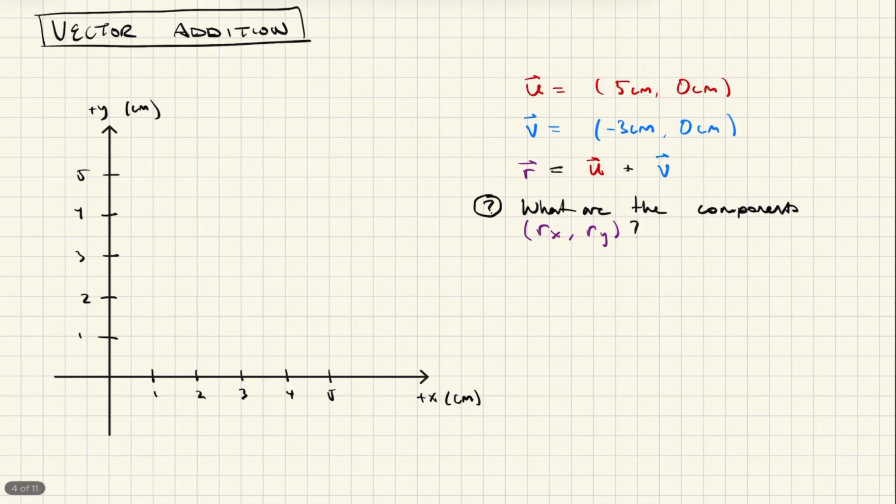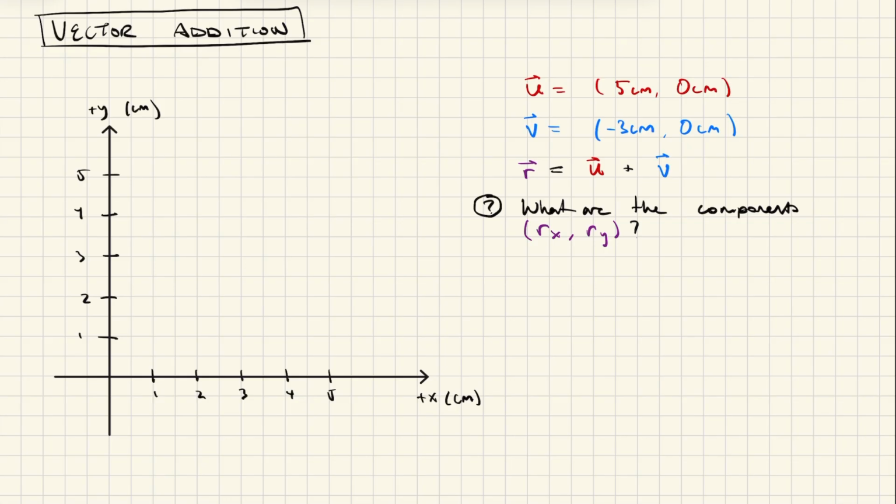So let's consider a case where we have two vectors that are purely horizontal. The vector u has an x component of 5 centimeters, and vector v has an x component of minus 3 centimeters, and neither of these vectors has any y component, so they just lie along the x-axis. Let's say my goal is to compute the addition of u and v, and we'll call the resultant vector r. What I would like to do is write down the components rx and ry just in terms of the components of u and v, the two vectors that I'm adding together.